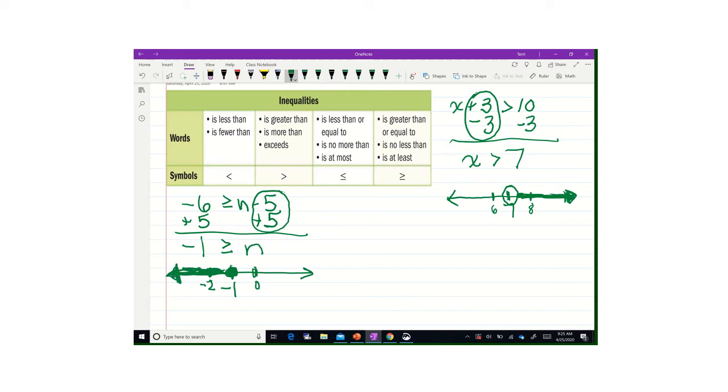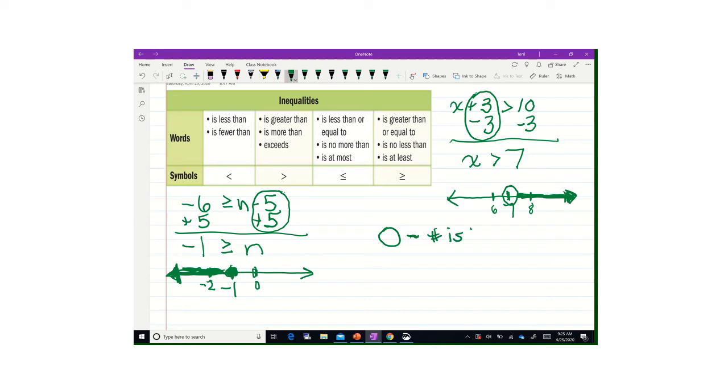And then I'm going to double check, and I'm going to put a 0 here. Is -1 greater than or equal to 0? No, it's not. So that is another way to check to make sure that that side is not colored in or shaded in.